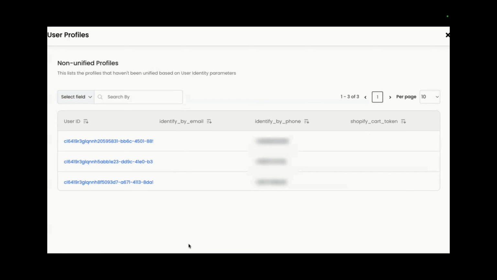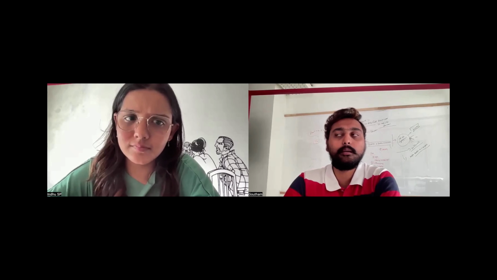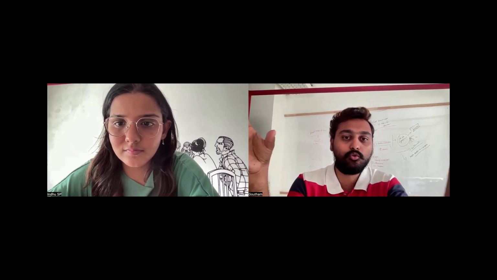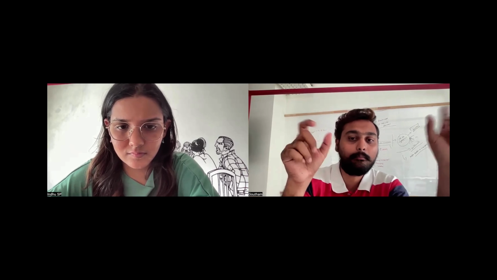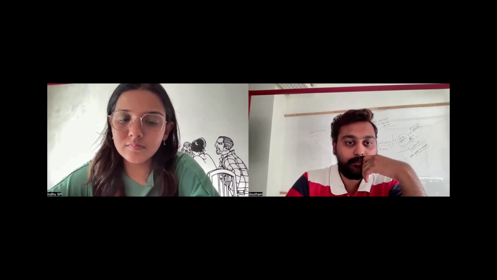Okay, interesting, this is really helpful. So basically, I should be identifying by email, by phone number, by Shopify cart token, or whatever. When the data is coming in from different sources, it will take one parameter, match on it, and then combine that data into one single profile, the 360 profile, right?